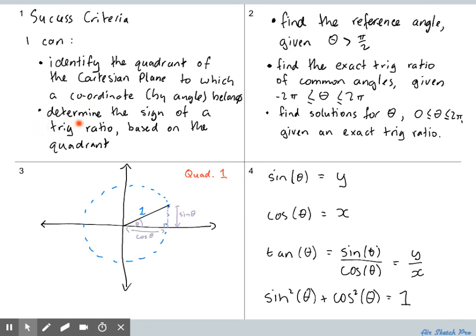That's what we spend the bulk of this lesson looking at. Do you think you'll be able to find the reference angle if theta is bigger than 90 degrees? Do you reckon you can find the exact trig ratio of common angles given theta between, maybe not between negative 2 pi, but maybe between 0 and 2 pi? And can you find solutions for theta being between 0 and 2 pi? If the answer is no to any of those, that's where you're at, and you can chart your own pathway to success from that point. Okay, more practice next lesson.